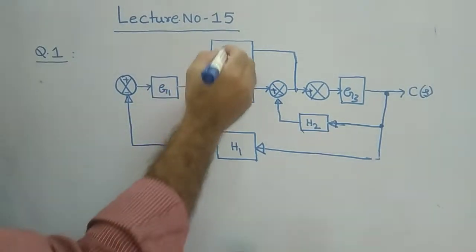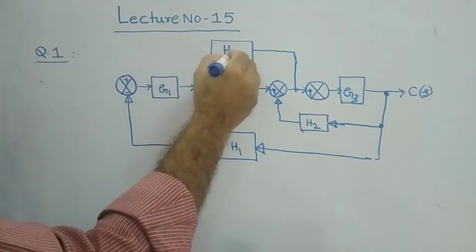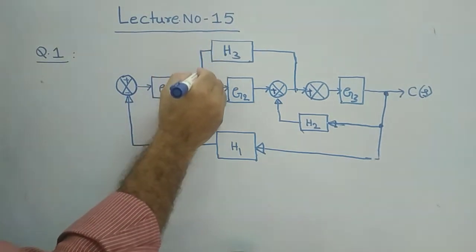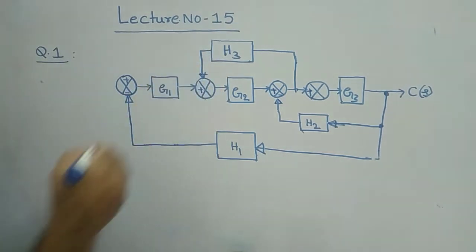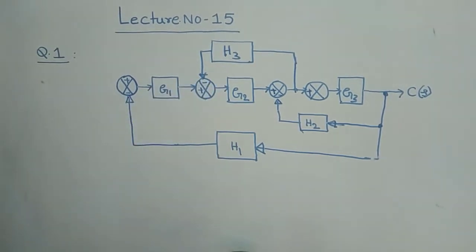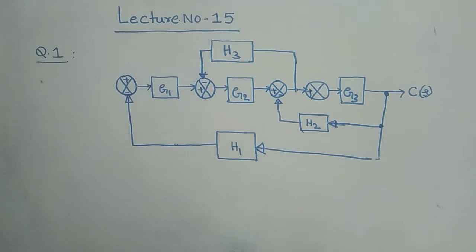What is the gain? It is H3, the feedback loop gain. It is coming to this summer point here. The arrow mark is coming, and the symbol is minus. Okay, this is the given problem.